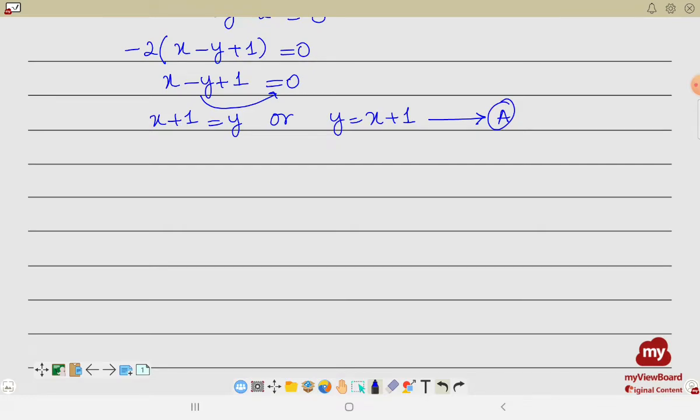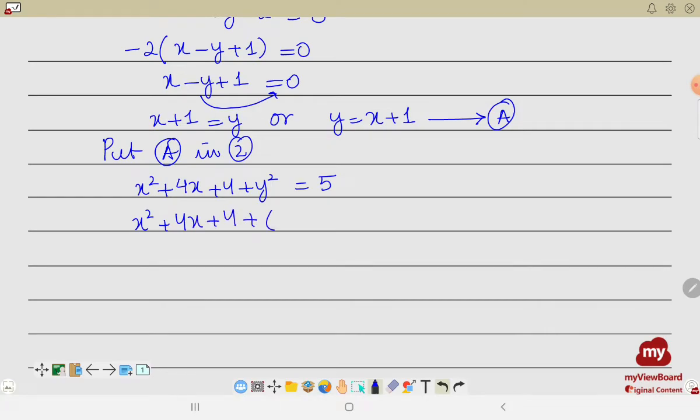Let's insert in equation number 2. Put a in equation 2. So what was the second equation? Let me write it down for you. It was x square plus 4x plus 4 plus y square is equal to 5. So instead of y, we'll just insert x plus 1. So now you see the whole equation is in x. We can easily find the value of x from this.